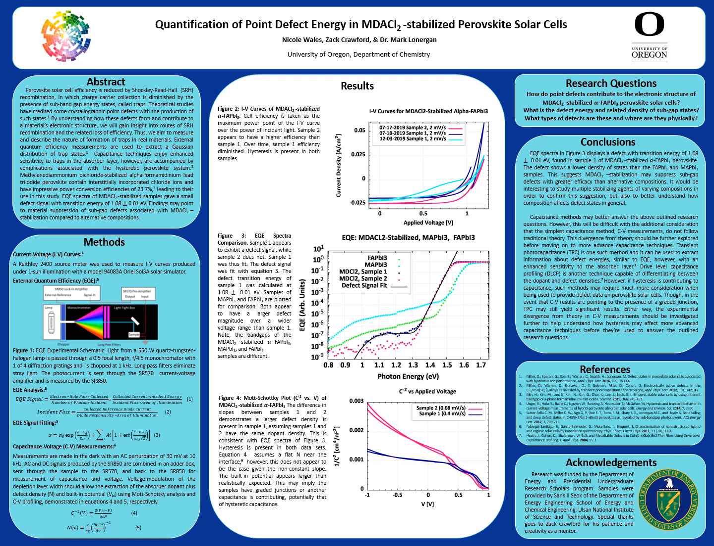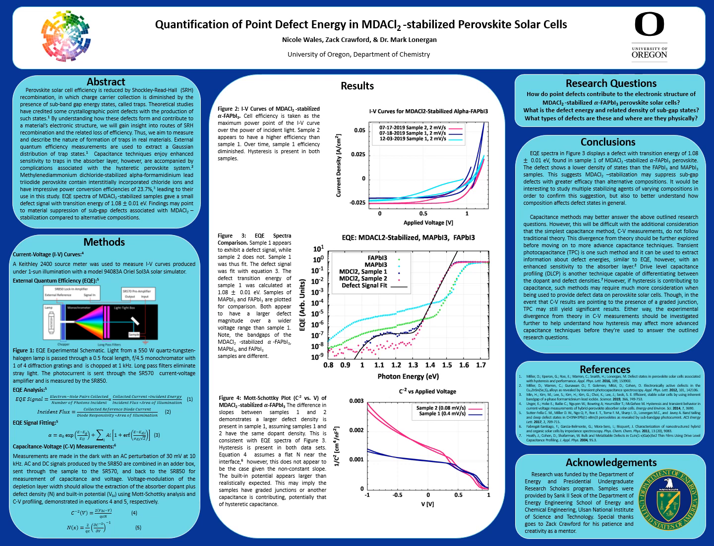This experiment used samples of methylenediammonium dichloride-stabilized alpha-formamidinium lead triiodide, a perovskite that has yielded impressive power conversion efficiencies of 23.7%. In order to understand how point defects contribute to the electronic structure of this perovskite, I wanted to determine the point defect transition energy and the related subgap density of states. I also wanted to know what types of defects were present and where they were physically located.